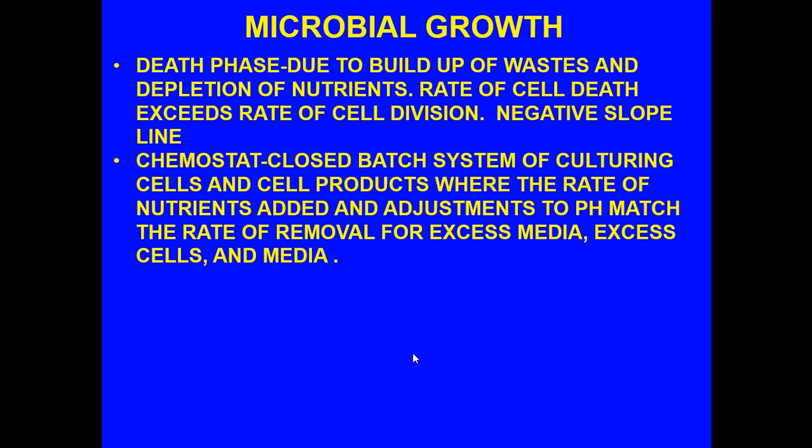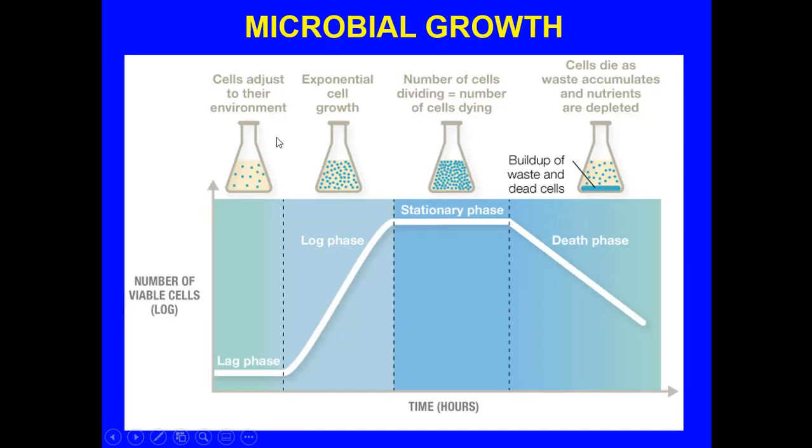Now, a chemostat, this is a closed batch system for culturing cells and cell products. This is where the rate of nutrients is continuously added and adjustments to the pH match the rate of removal of excess media, excess cells, and waste. To give you an idea of this, if I have a closed system here, I'm going to be slowly taking out some in these chemostats. But let's just show you in this chart here.